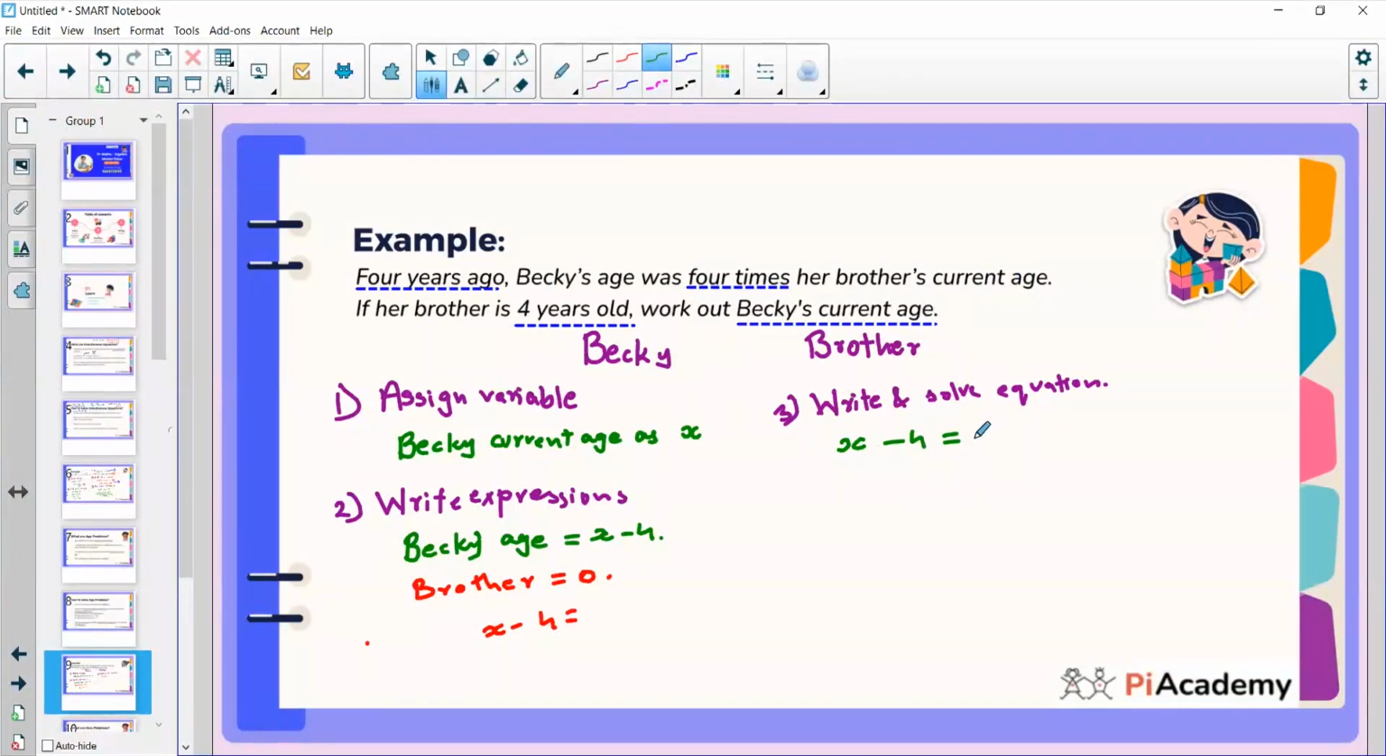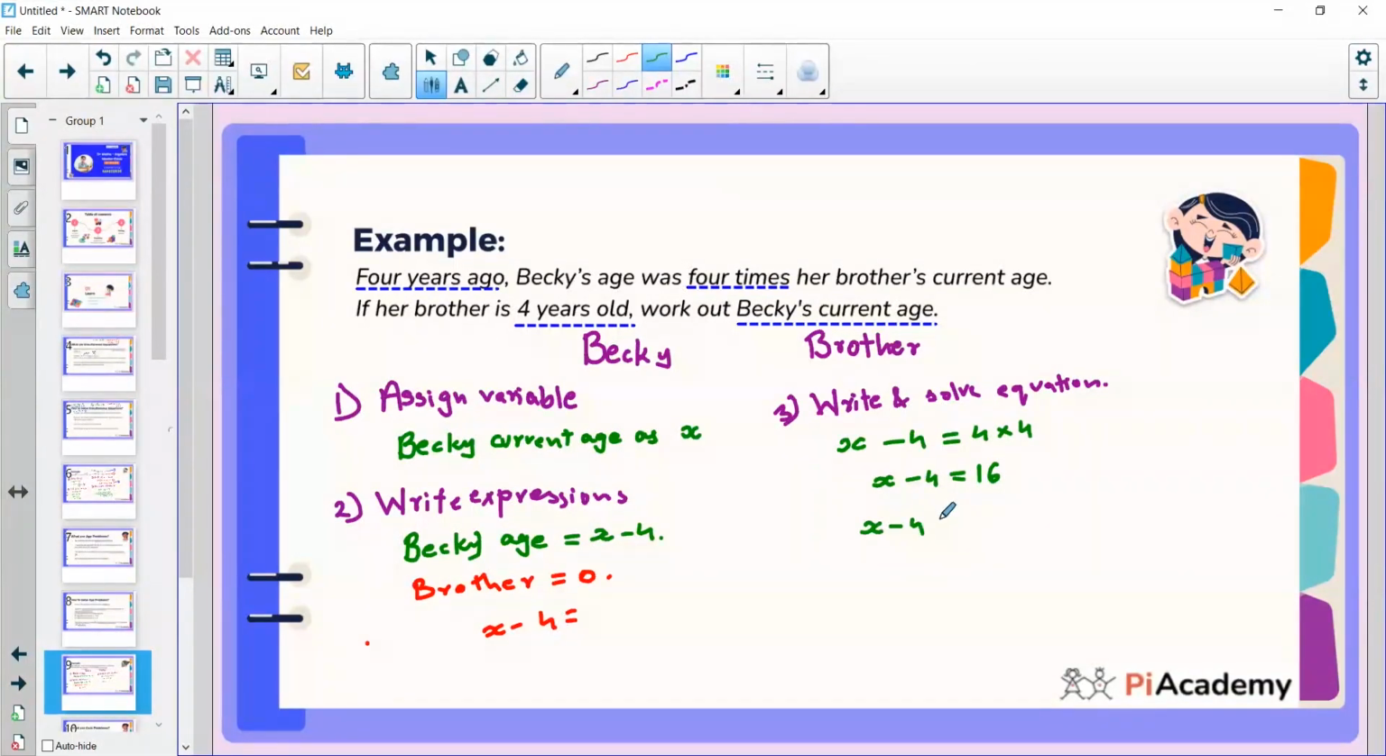What is 4 times her brother's current age? 4 times 4, isn't it? So now you were able to form an equation where X minus 4 is 16, right? So now if X minus 4 is 16, how to balance this equation? You need to add 4.